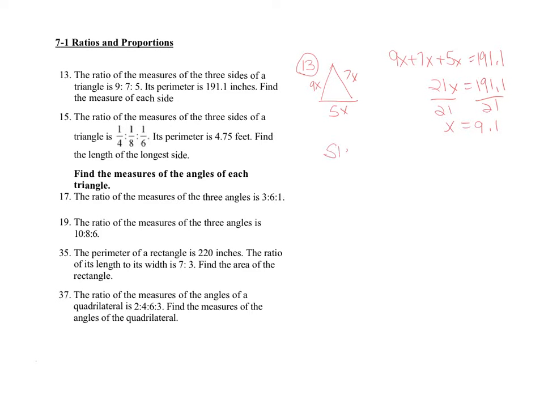So our sides now are, if we take 5x, 5 times 9.1, that is going to give us 45.5 inches. And 7 times 9.1, that's going to give us 63.7 inches. And 9 times 9.1, that's going to give us 81.9 inches. And there we have number 13.